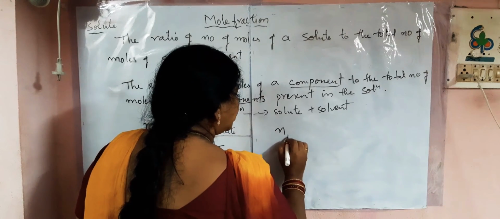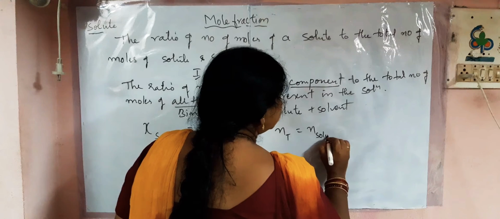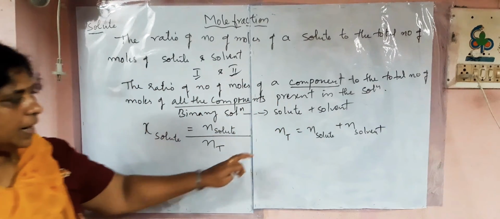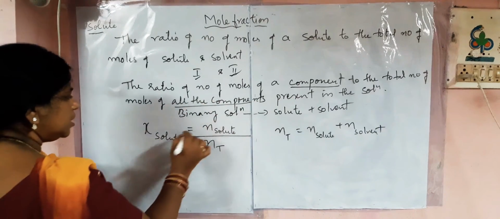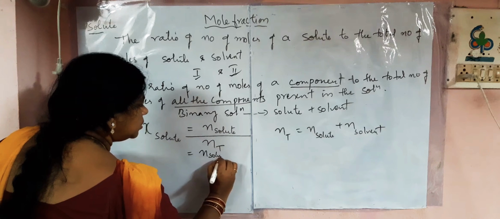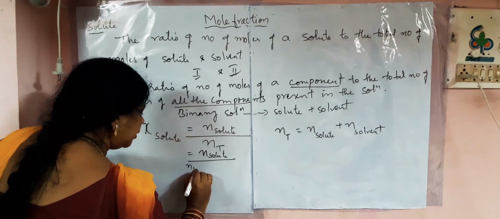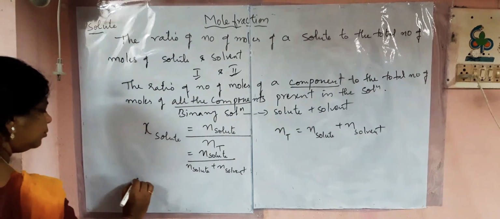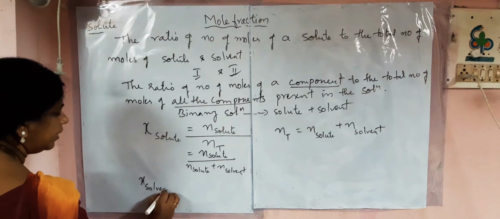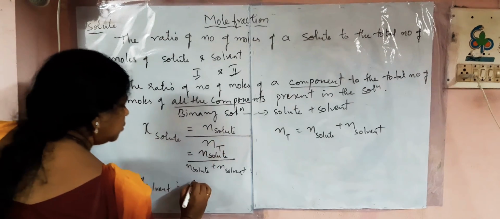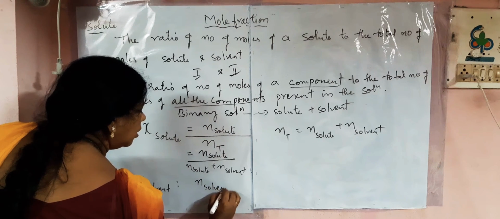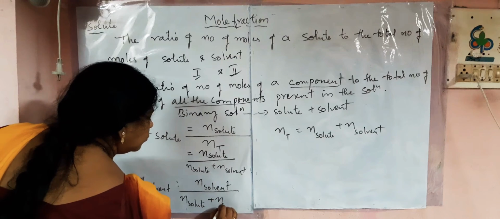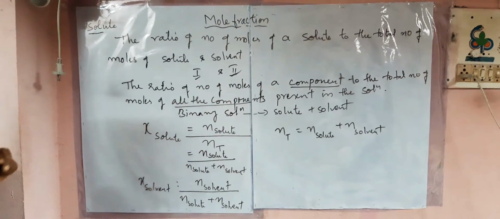So what is your n total? N total is nothing but the number of moles of solute plus the number of moles of solvent. So here you can write n of solute by n of solute plus n of solvent. Now, similarly, if you want to calculate the mole fraction of solvent, how do you define it? It is the ratio of the number of moles of solvent to the number of moles of solute plus the number of moles of solvent. Okay, so this is the mole fraction.